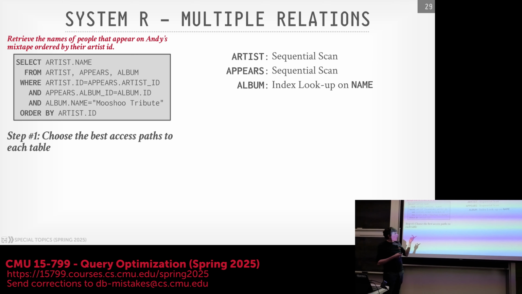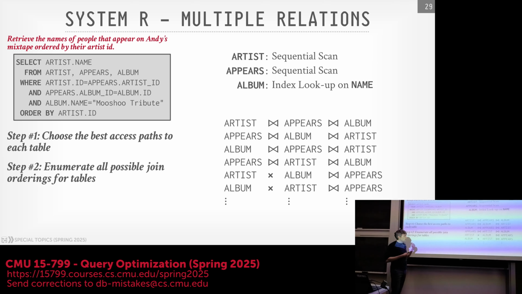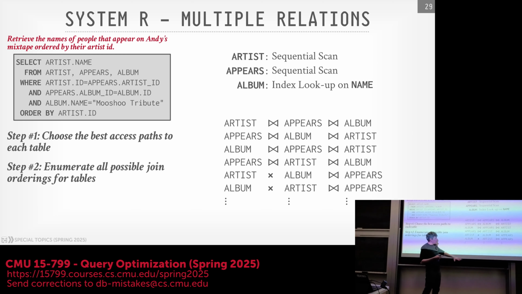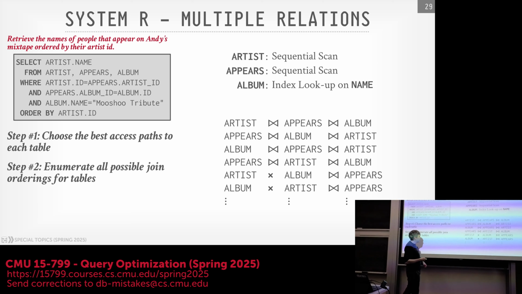In this case here, for artists and appears, we do a sequential scan. For album, we do the lookup on the name, right? Because we have that as a predicate there. Then we're going to enumerate all possible joins. Because this is PowerPoint, it's not going to fit to do all of them, but just assume this is all possible combinations that I potentially have.